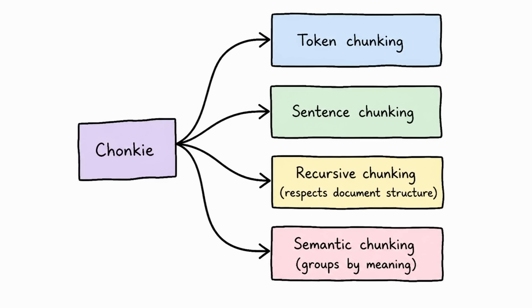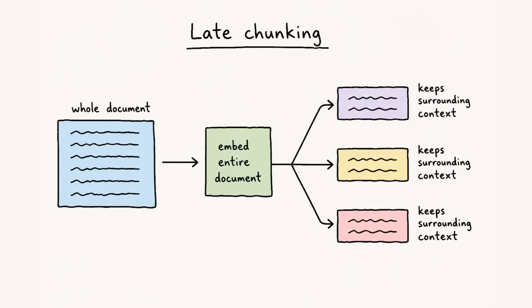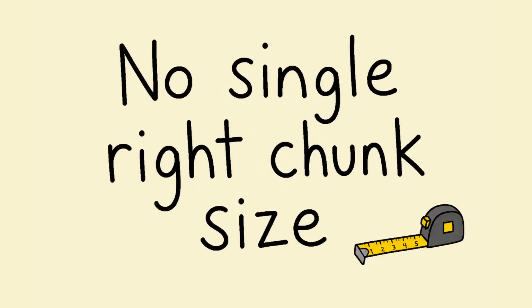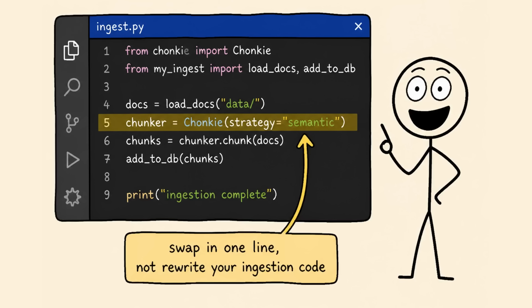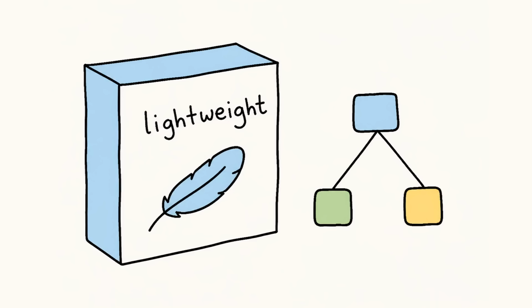So you got token chunking, sentence chunking, recursive chunking that respects document structure, semantic chunking that groups text by meaning, and late chunking, where you embed the whole document first and then split, so each chunk keeps the context of the words around it. And the point is, there's no single right chunk size, right? A legal contract and a Slack export, those want completely different strategies, and Chonkie lets you swap between them in a line instead of rewriting your whole ingestion code.